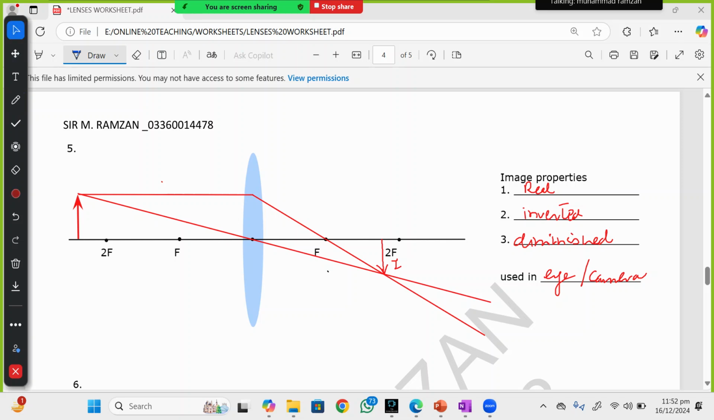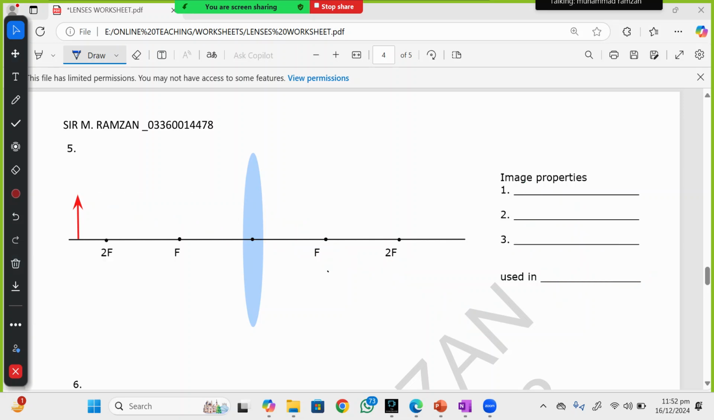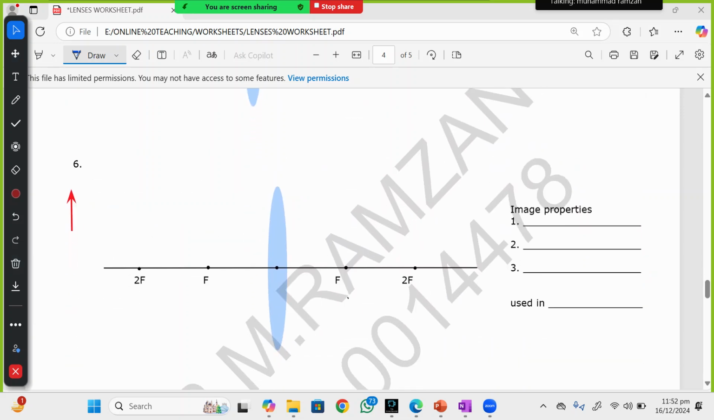We usually see the things upright. The image formed on the retina is not upright, it is actually upside down. But our brain reads it in such a way that the objects which are actually inverted on the retina seem to be upright in reality. Now let's move to case number 6.